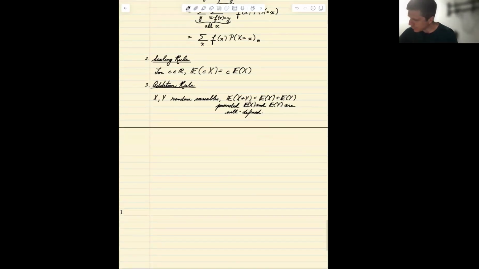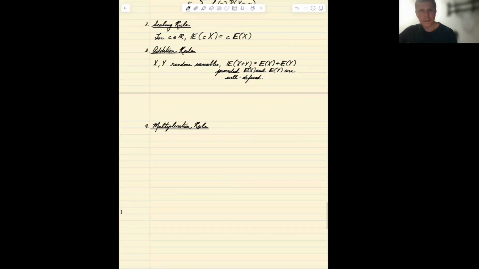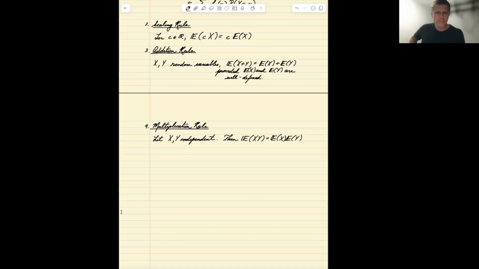All right, the multiplication rule for expectation says that if x and y are independent, then the expectation of x times y is equal to the expectation of x times the expectation of y.